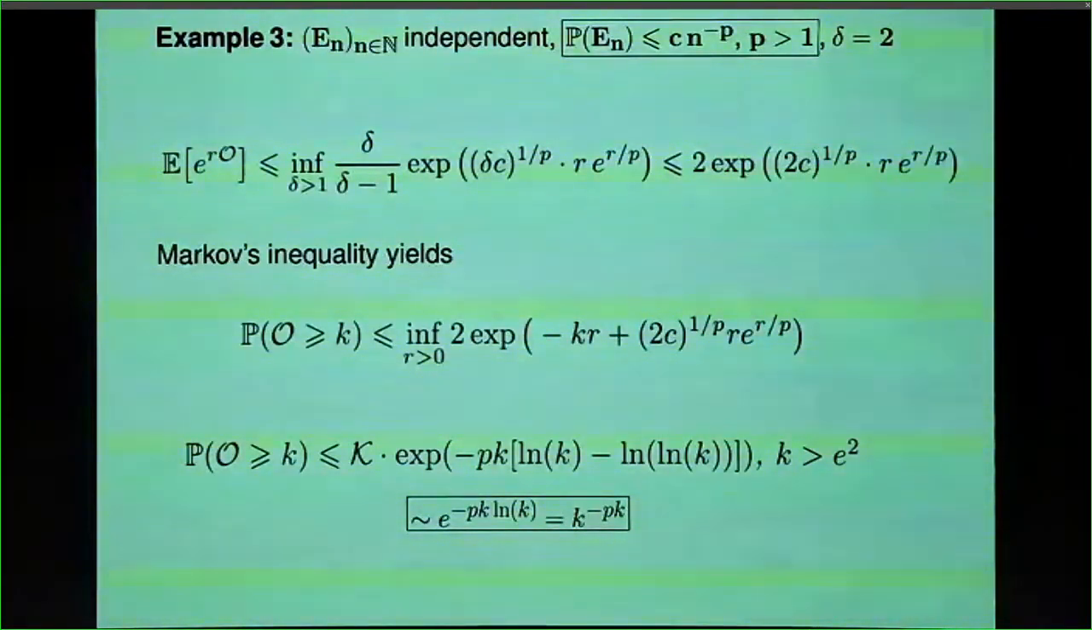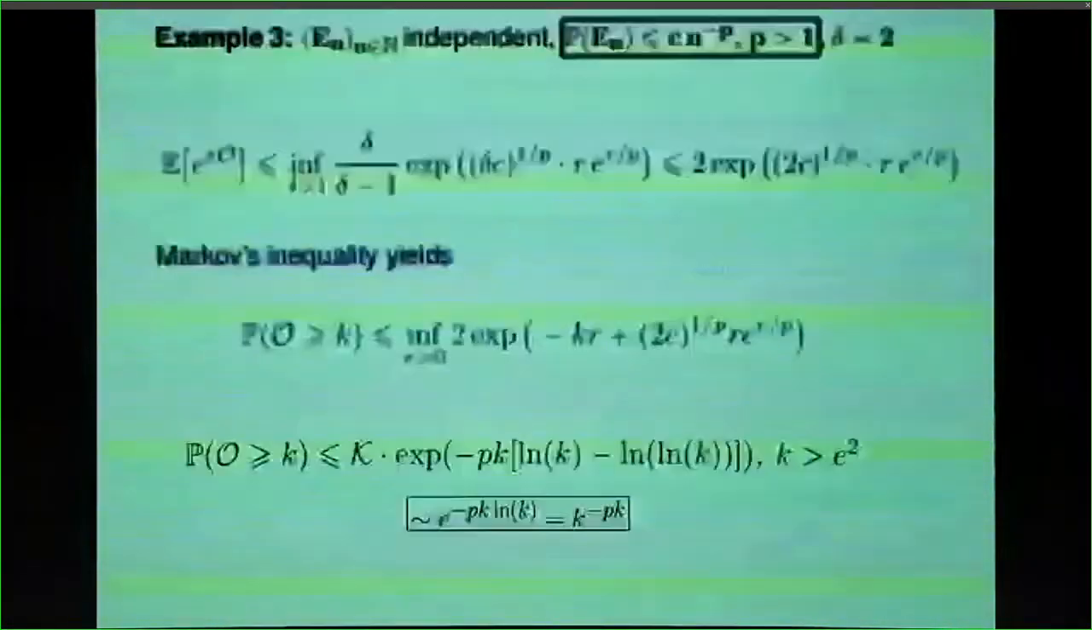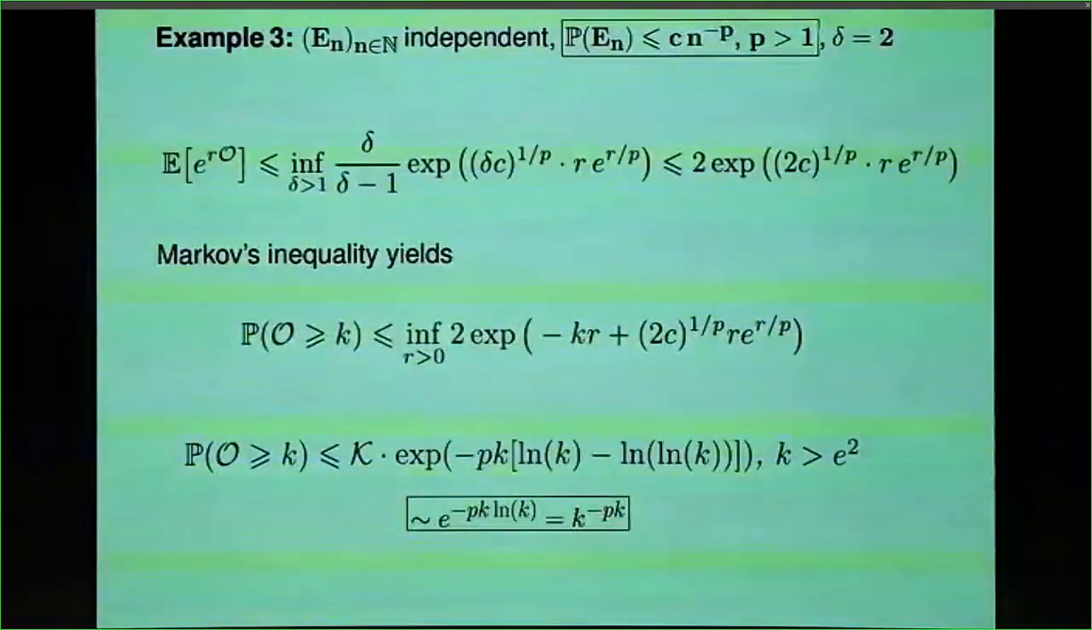Optimizing, we get something, once again, of this order. This is k to the minus pk. So it's already quite good. But this is something which we already suspected by the original Friedman formula. So this is not better, actually, than the Friedman.